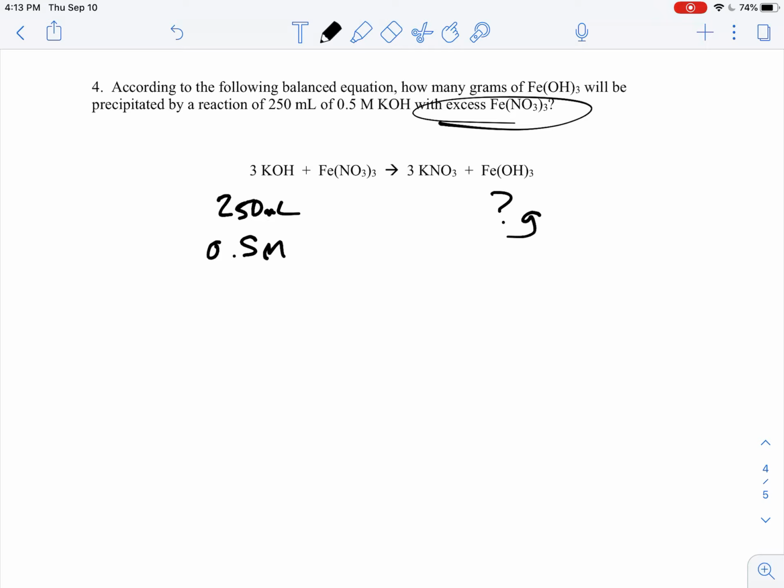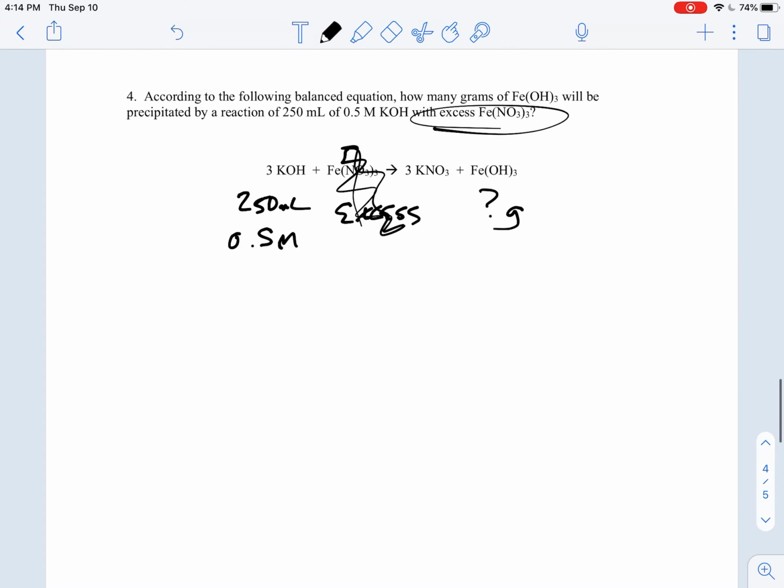Fe(NO3)3 there. Because it's excess, they're telling you not to worry about it in mathematical terms. They're saying, hey, you got more than enough of that that you need. Just don't worry about that one as far as this is concerned. So they're kind of throwing it in there. Don't be distracted by it because there's no real numbers associated with that at all.